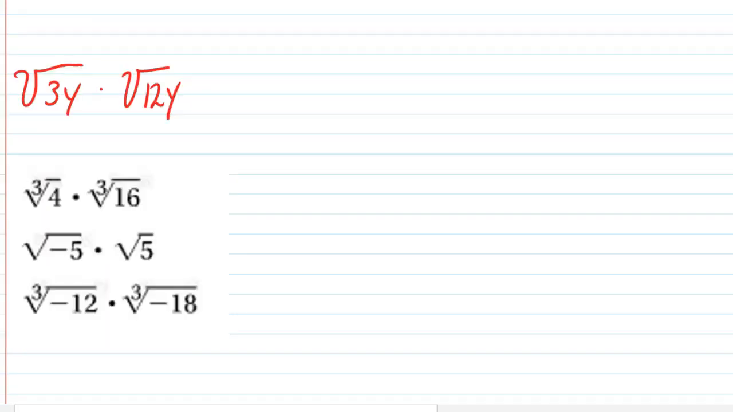Here's a few more multiplication problems. 3 times 12 gives me the square root of 36. y times y is y squared. Notice there's an invisible 1 in front, so I didn't have anything to multiply. Always try to simplify at the end. The square root of 36 is 6. The square root of y squared is simply y.